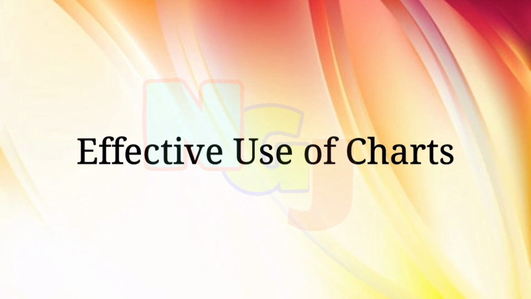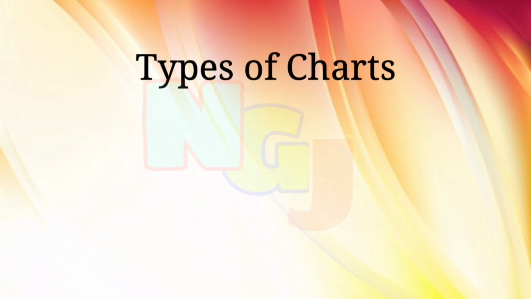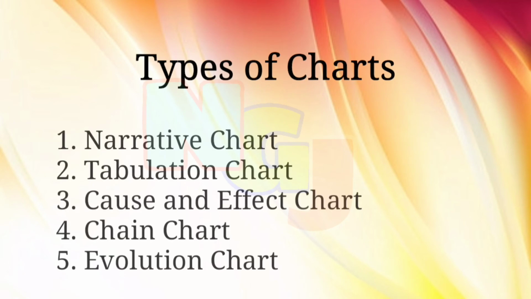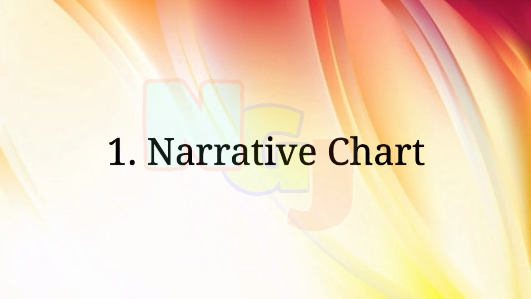Now that you have known how to use charts effectively, you should also know the types of charts. The first one is the narrative chart, second one is the tabulation chart, third one the cause and effect chart, fourth one is the chain chart, and the fifth one is the evolution chart. So these are the types of charts that would be helpful for you in your teaching learning process. The first type is the narrative chart.